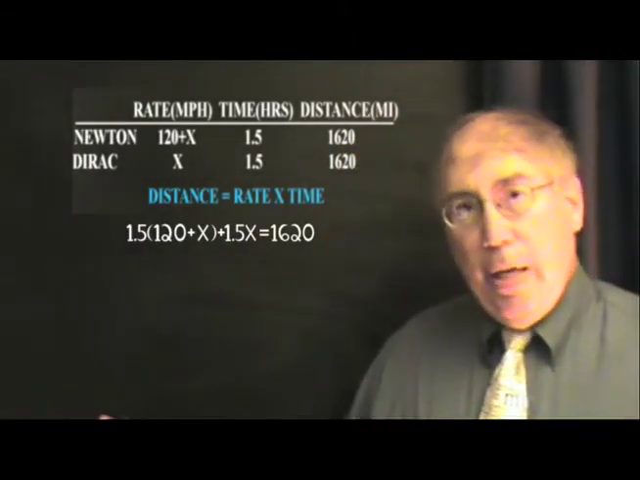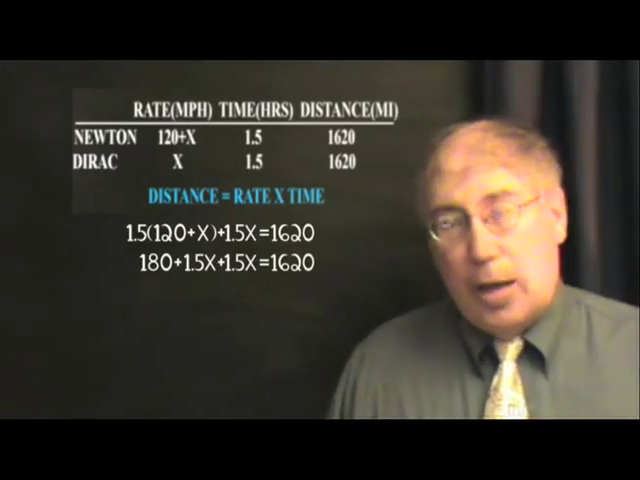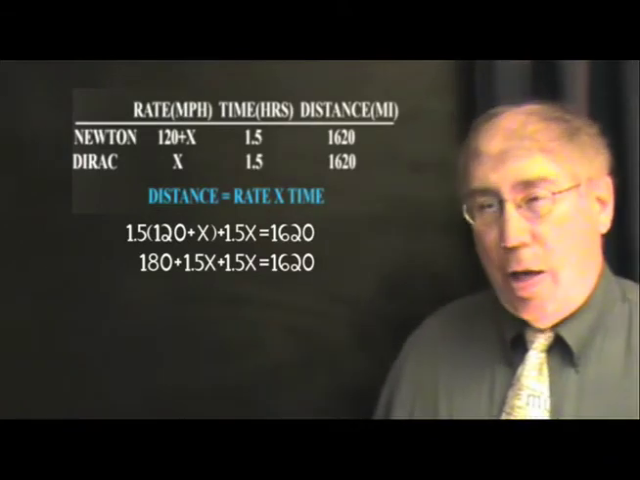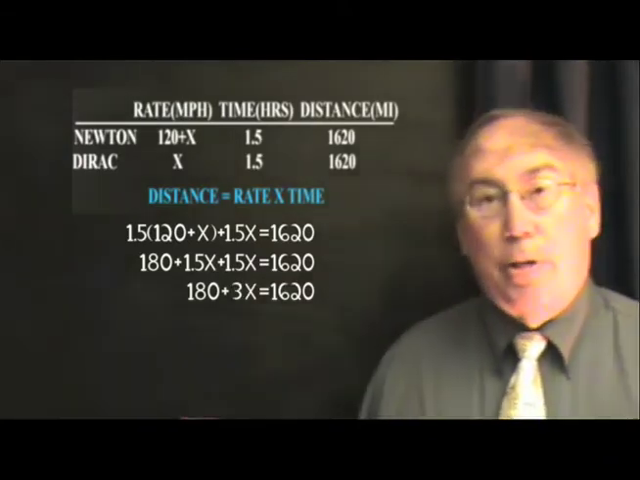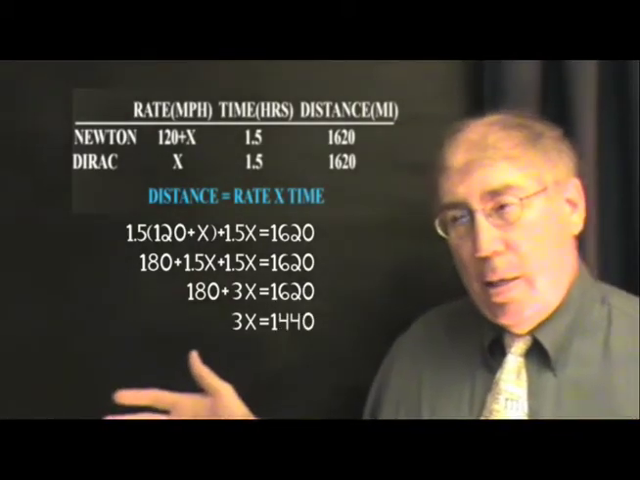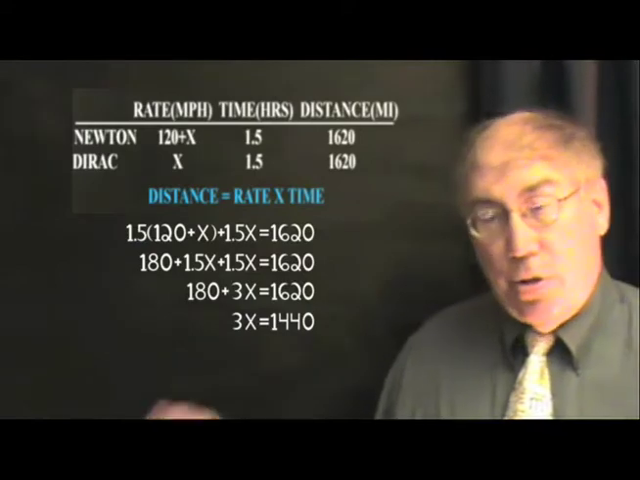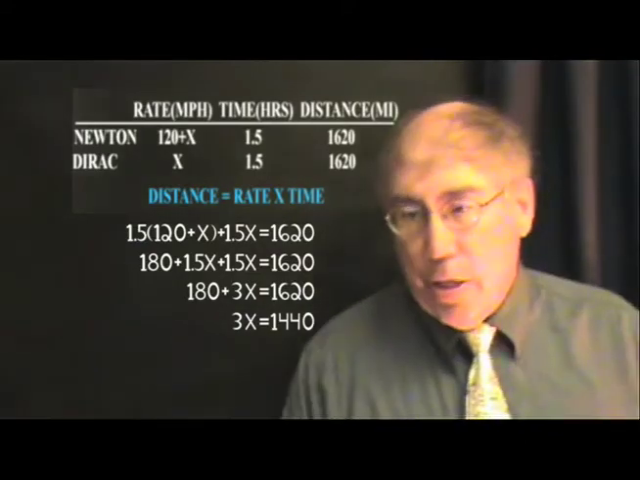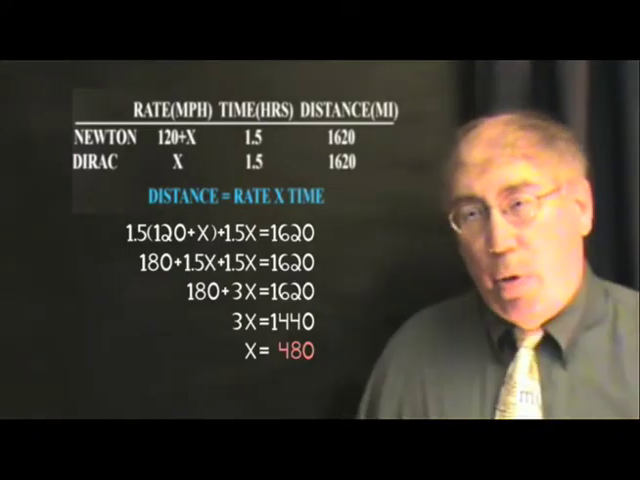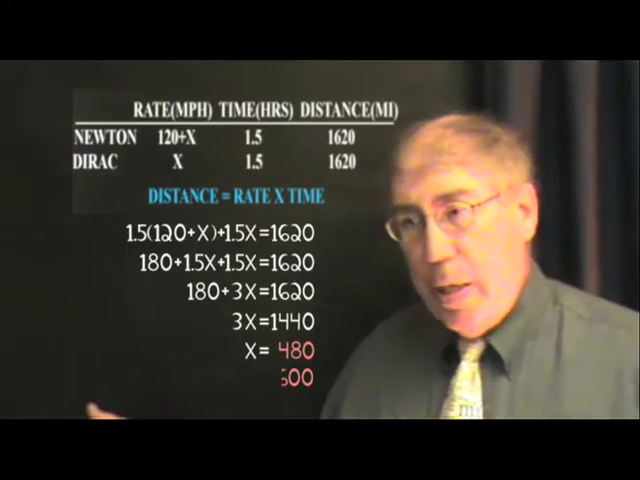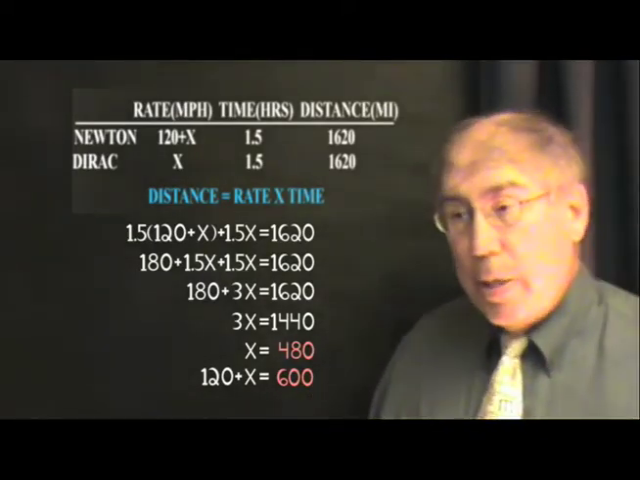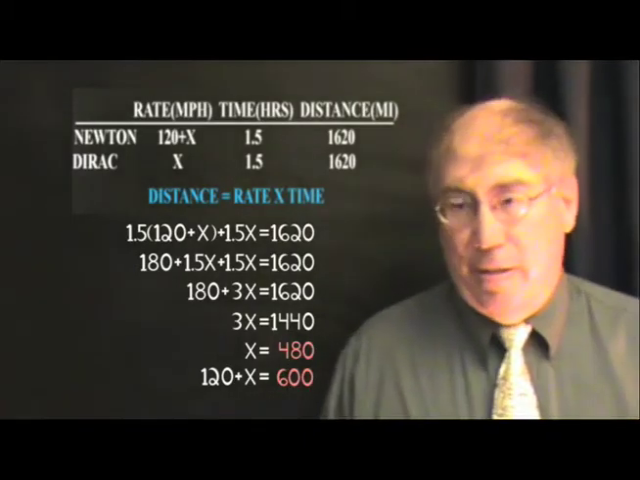So what we're going to do is, since their distances will add up to 1620, take the total distance that Newton is traveling, which is 1.5 times 120 plus X, plus 1.5 times X, which is Derek's distance, and set it all equal to 1620. And when we work that down, we'll find out that X equals 480 miles per hour. That's the speed of Derek. And if we add 120 miles per hour to that, we get the speed of Newton, which is 600.